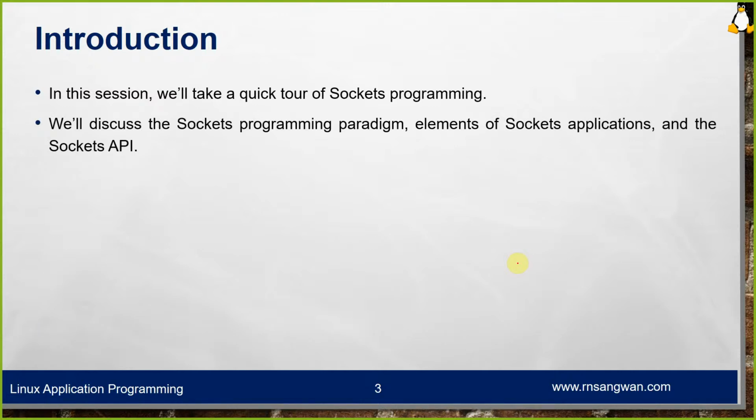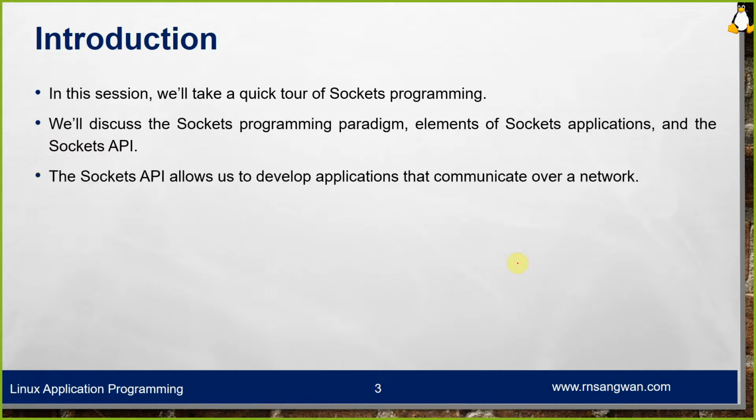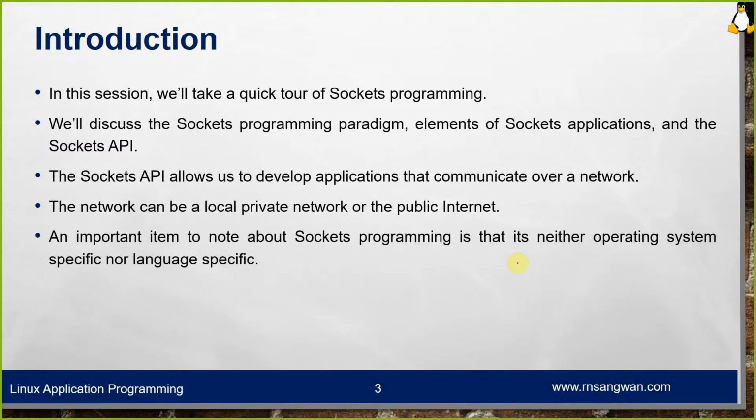We'll discuss the socket programming paradigm, elements of socket applications, and the Sockets API. The Sockets API allows us to develop applications that communicate over a network. The network can be a local network, private network, or public network. An important item to note about socket programming is that it's neither operating system specific nor language specific. You can implement it for any operating system, for any programming language.